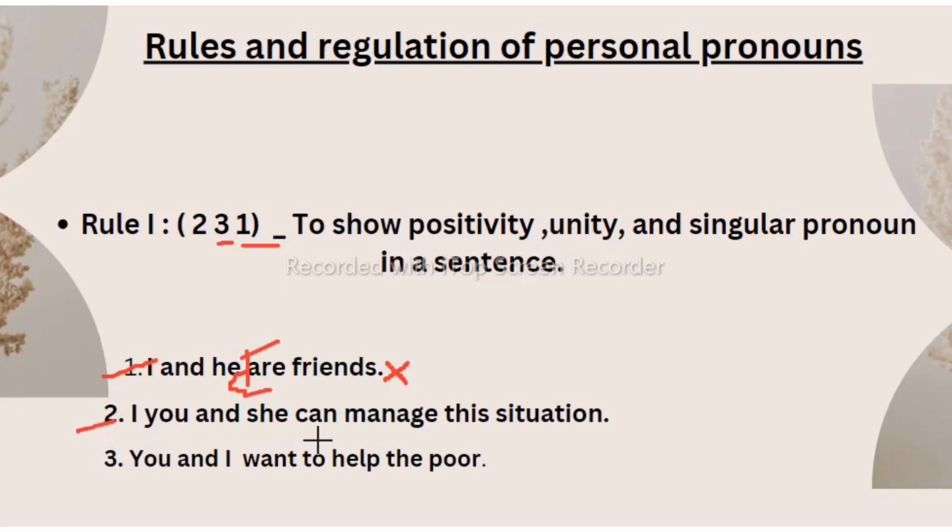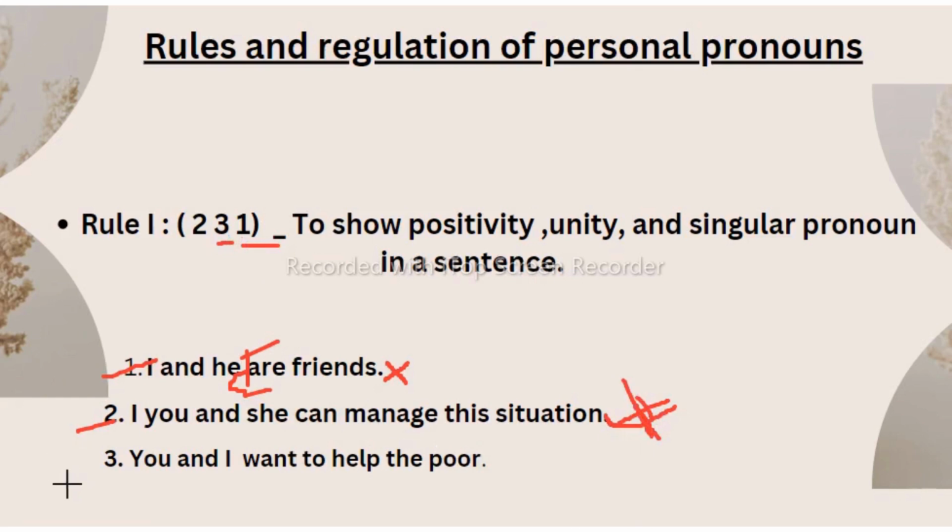I, you, and she can manage this situation. Students, see this carefully, because this type of sentence you will get in your textbook exercises. So here again we are talking about the positivity and unity. That's why we have to follow this structure 2, 3, and 1. So the correct order will be, first second person, which is you, then third person, which is she, and I. You, she, and I can manage this situation. That will be a correct sentence. This is the wrong one.